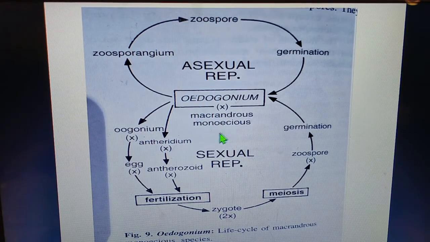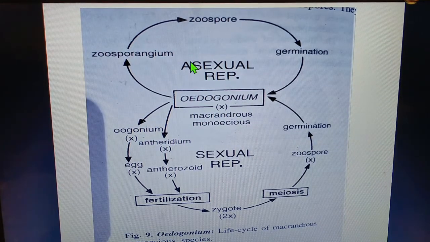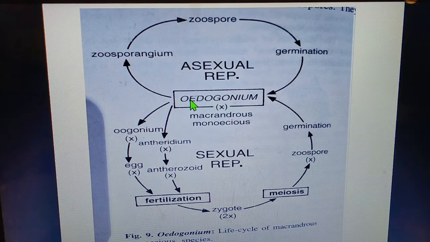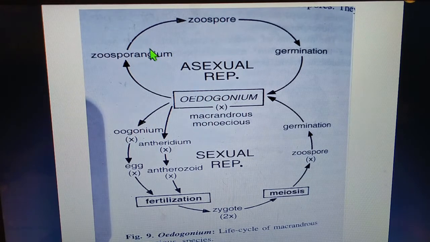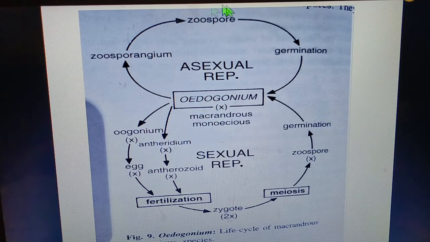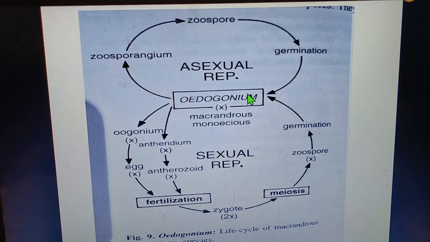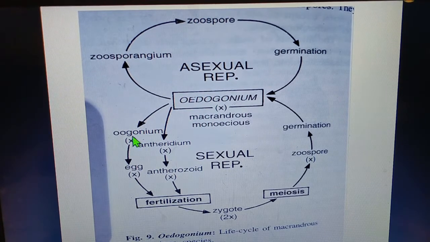Okay, so in case of Macrandrous monoecious, you can see the asexual reproduction is the same, where from the Oedogonium filament one of the cells will act as a zoosporangium, and inside the zoosporangium the zoospores will form. Then these zoospores, under favorable conditions, will germinate and give rise to a mature filament. But in case of sexual reproduction, in monoecious, both the Oogonium and the Antheridium are born on the same filament.